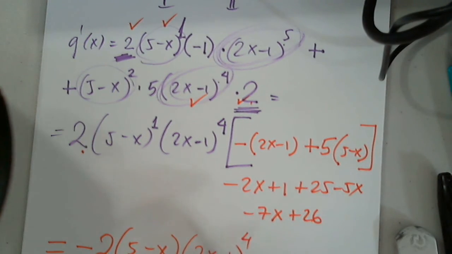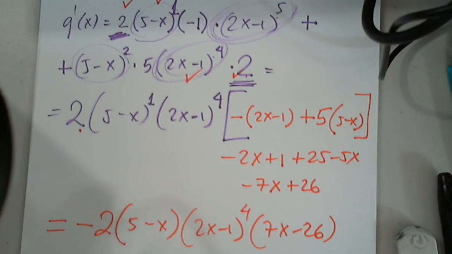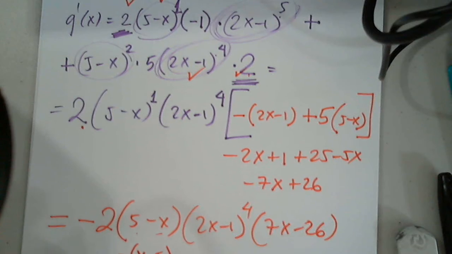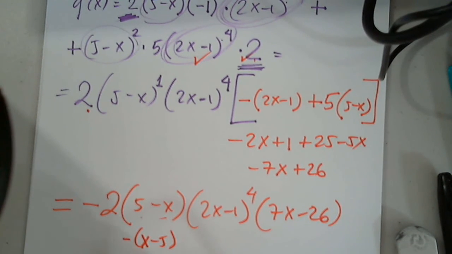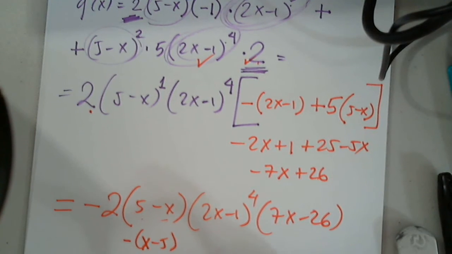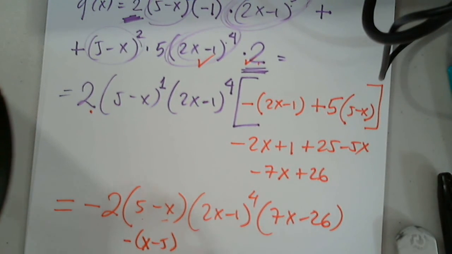2x minus 1 to the fourth, and here the 7x minus 26. If you want everything to be nice and neat, you will factor out here negative 1 and write x minus 5, and that will change this sign. So if you want, it's 2x minus 5, 2x minus 1 to the fourth, 7x minus 26, and this is it.